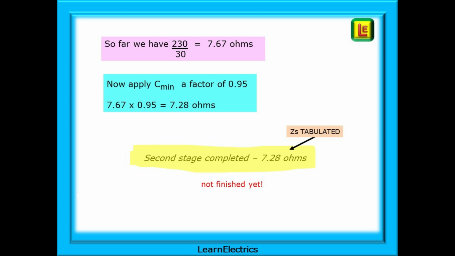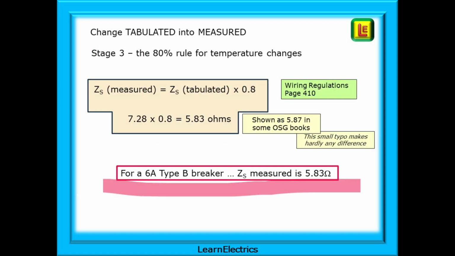We still need to find the maximum permitted measured ZS for our test meters. We will change the tabulated ZS into a measured ZS by multiplying the 7.28 ohms by 0.8. This is sometimes called the 80% rule, and more information is shown on page 410 of the regulations book. 0.8 is an adjustment to allow for temperature increases in the cable.